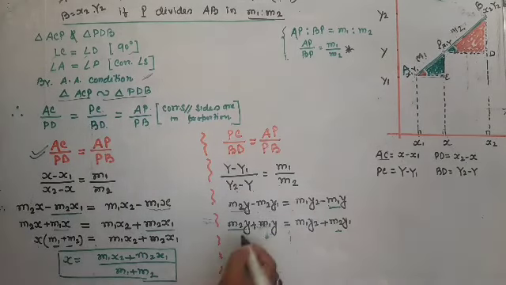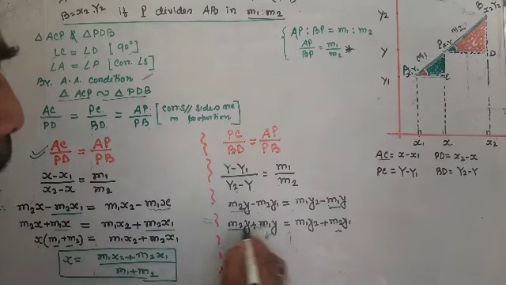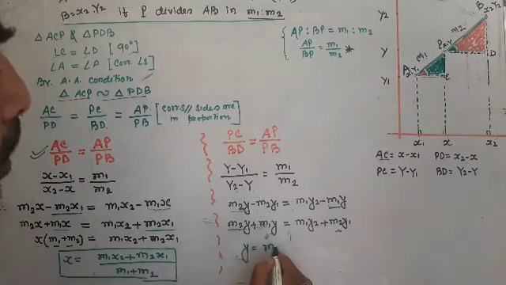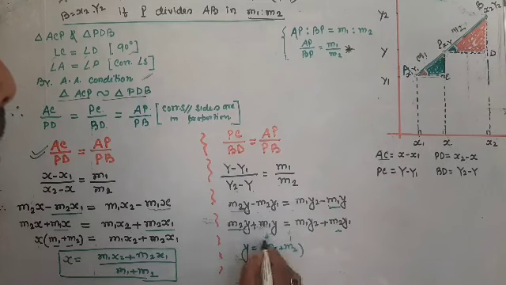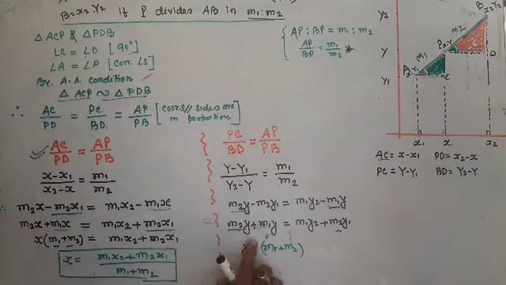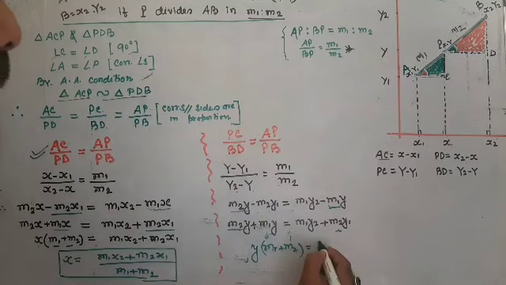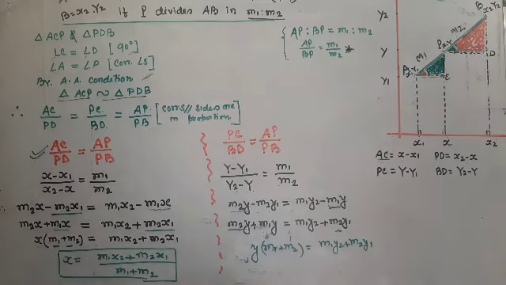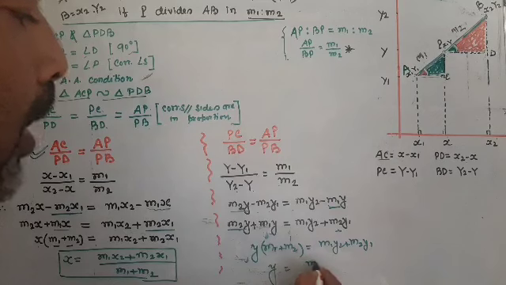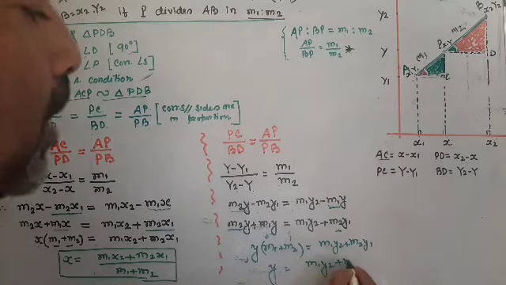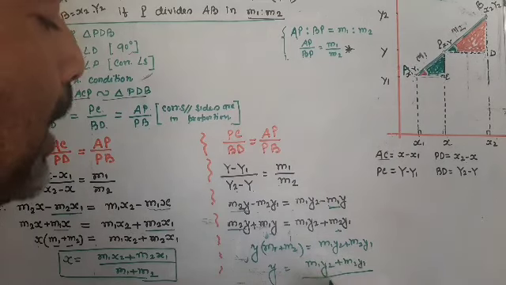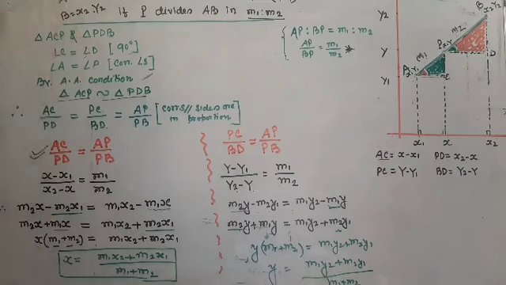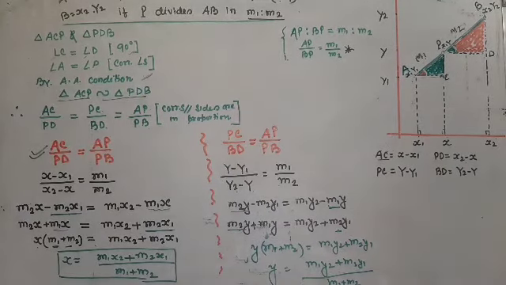So again here you have a common y. So y times M1 plus M2, and here you have M1y2 plus M2y1. So y is equal to M1y2 plus M2y1 by M1 plus M2. So these are the formulas for section.